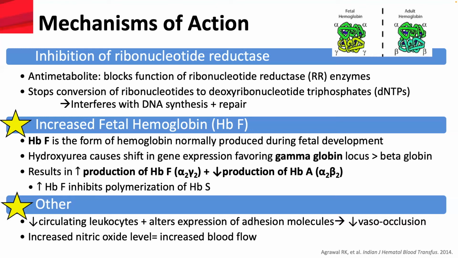But hemoglobin F is good in that it has two alpha and two gamma chains instead of the beta chains where the sickle cell disease mutation occurs. So by hydroxyurea increasing the gene expression for the gamma globin, there's more hemoglobin F produced and less of the hemoglobin A that can end up sickling. So this increased hemoglobin F overall inhibits the polymerization, or bundling, of hemoglobin S that ends up leading to the red blood cell to sickle.